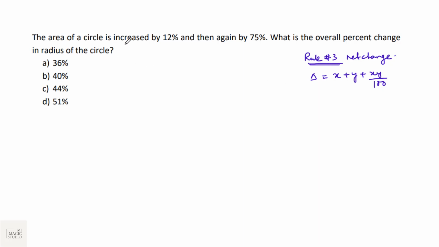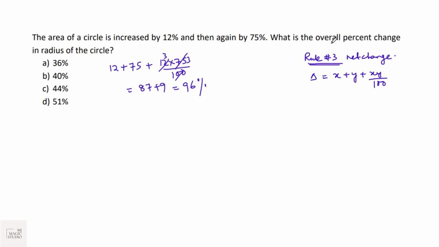The area of a circle is increased by 12% and then again by 75%. So what would be the net change in the area of the circle? 12 plus 75 plus 12 into 75 by 100. 3, 4, 3. So that is 87 plus 9. That comes to 96%. So the change in area of the circle is actually 96% from the original area.